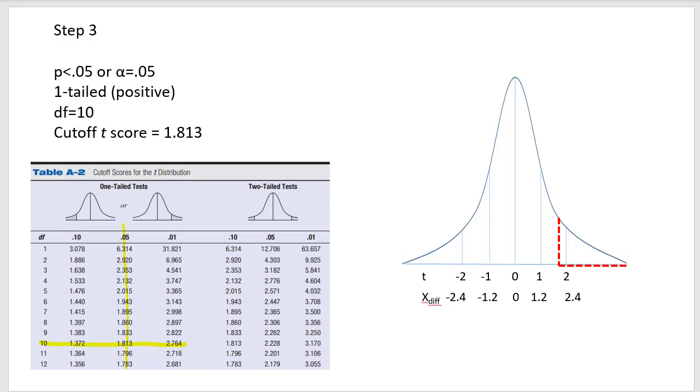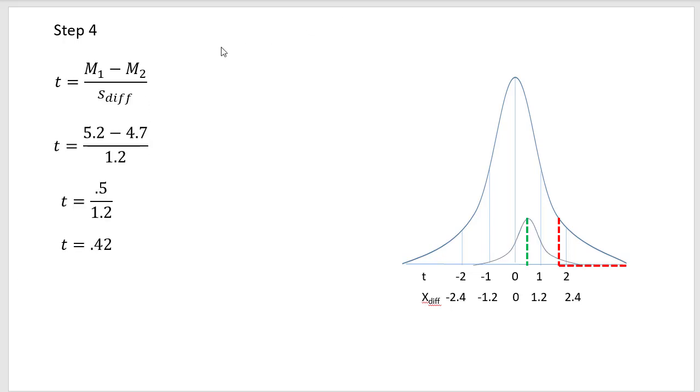Let's take a look and see what our sample's t-score is. When we plug our statistics into our formula, we get t is equal to the mean of group 1, which is the morning people, minus the mean of group 2, which is the not morning people, divided by the estimated population standard deviation of the differences between the groups. We get 5.2 minus 4.7 divided by 1.2. 0.5 divided by 1.2 is equal to 0.42. So the difference between our two scores has a t-score equal to 0.42, or just under half a standard deviation away from the mean. It doesn't look like we're going to reject the null hypothesis, but let's double check in step number 5.